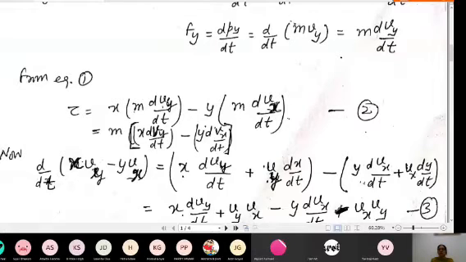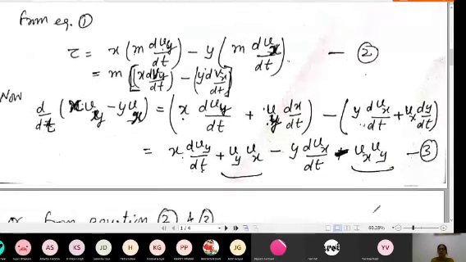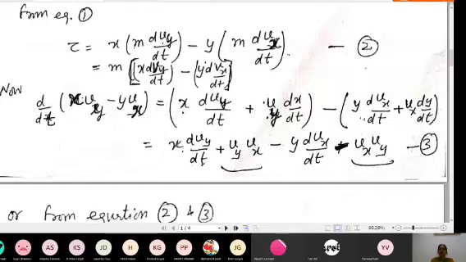Now this Vx Vy with positive and negative sign, these two are going to cancel each other, and I'm left with this quantity x dVy by dt minus y dVx by dt. Now if you see the second equation and this third equation, because these two terms are getting cancelled, it means it is not going to affect my equation even if I take this d by dt and write it like this.